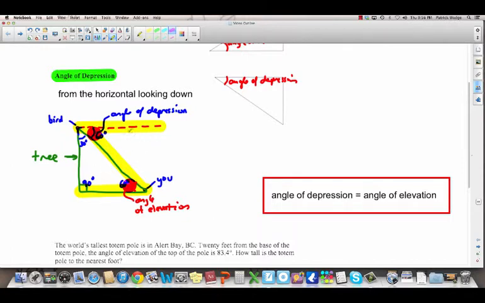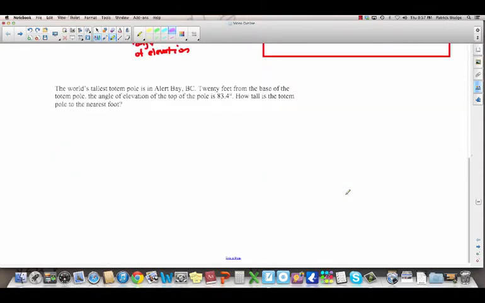They're always going to be the same because they're alternate interior angles, we say. Okay, let's do a few questions. The world's tallest totem pole is in Alert Bay, British Columbia. 20 feet from the base of the totem pole, the angle of elevation to the top of the pole is 83.4 degrees. How tall is the totem pole to the nearest foot?